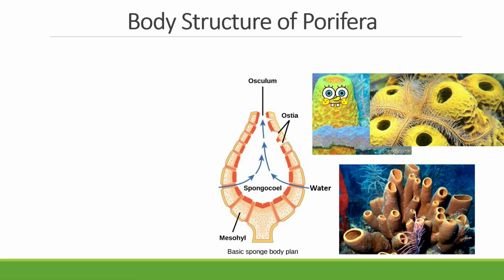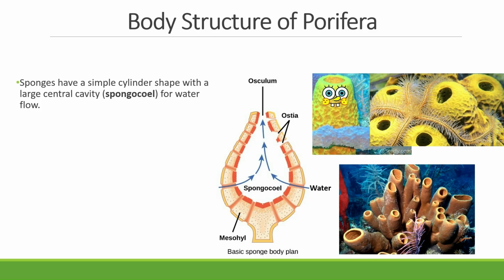Now let's examine how this water circulation works by looking at the basic body plan. Most sponges have a relatively simple overall shape that resembles a cylinder or a vase. Inside this body is a large central cavity called the spongocoel. Water enters the spongocoel through numerous small pores called ostia and exits through a larger opening at the top called the osculum.